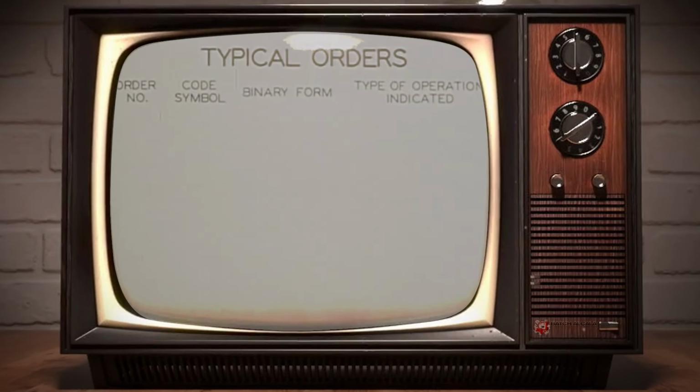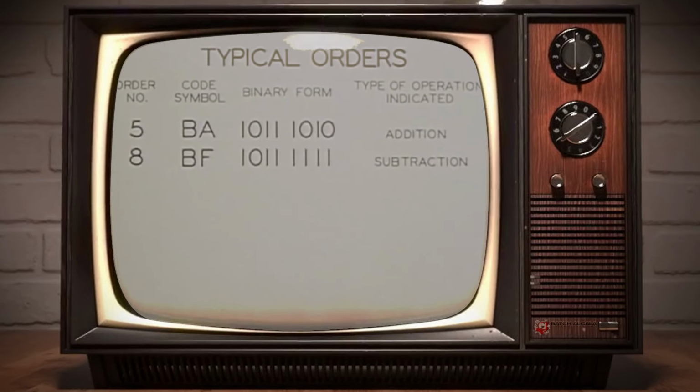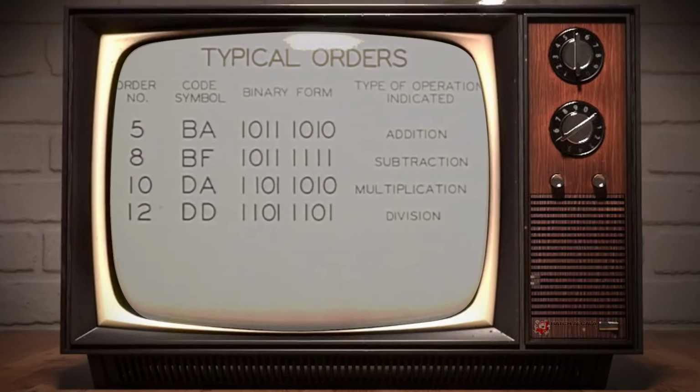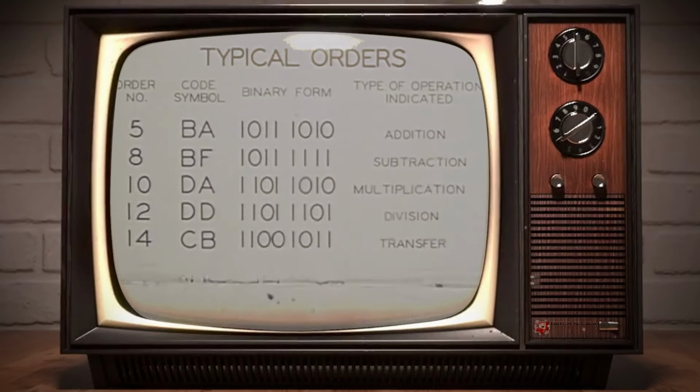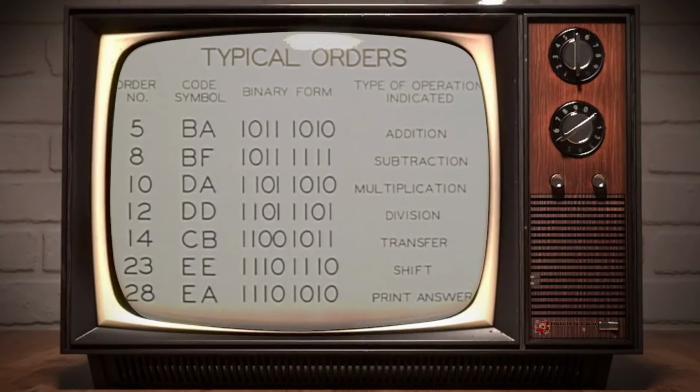A problem in its final coded form is a sequence of instructions. Each instruction is made up of an order and an address. An order is a command to the machine to perform a specific operation. In code, it is a combination of 2 letters in the range A through F. There are about 30 such combinations in use.